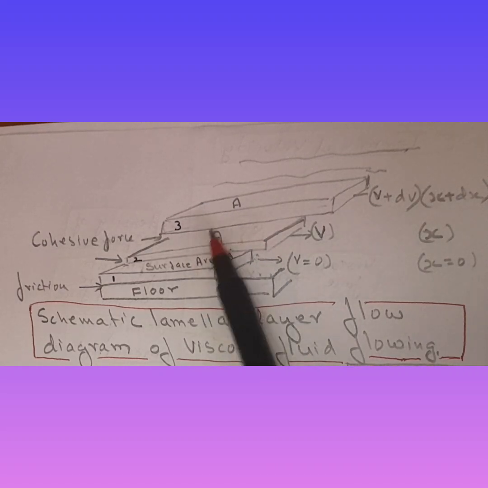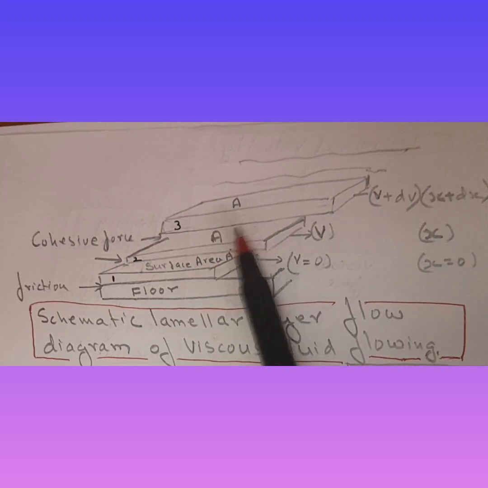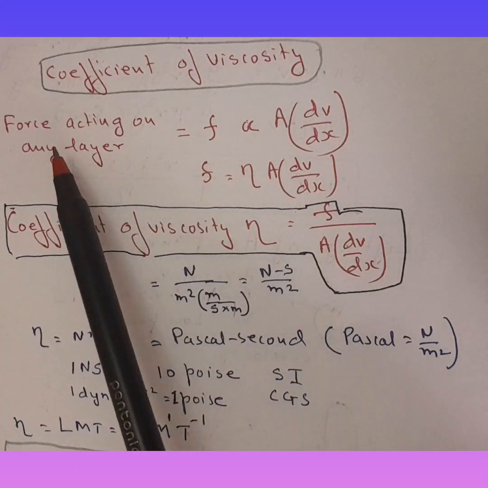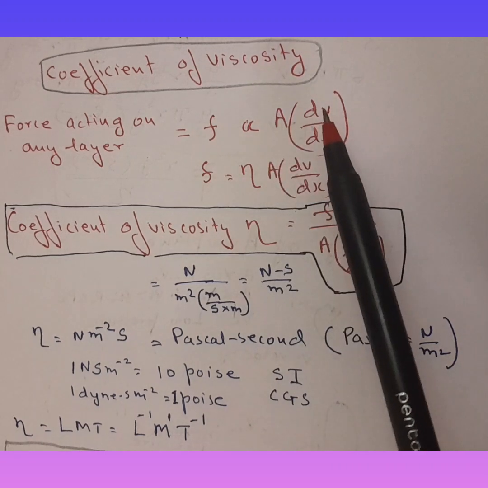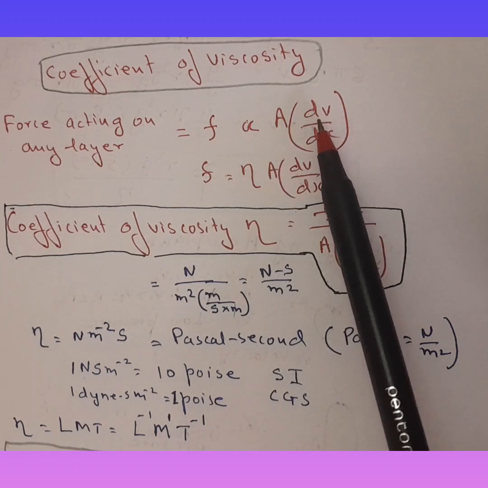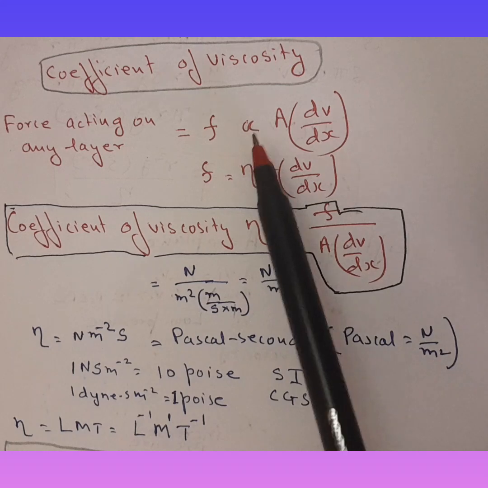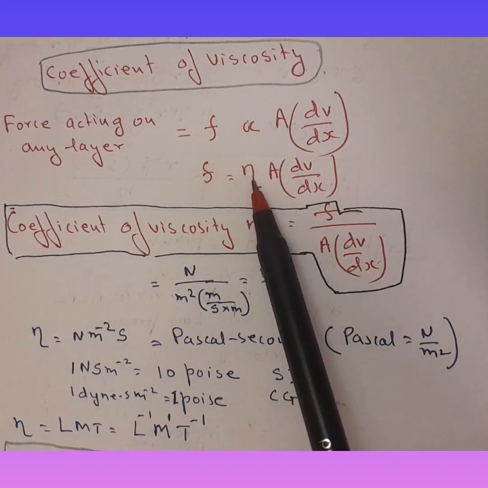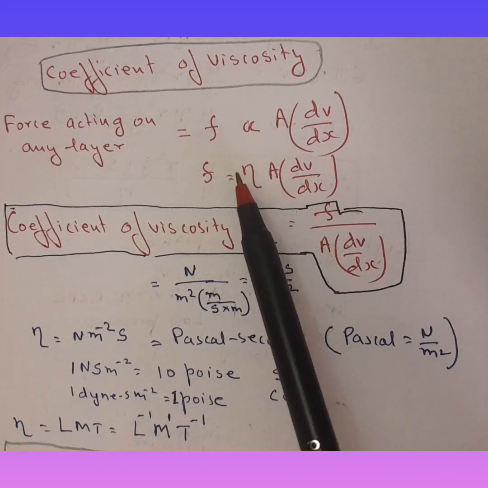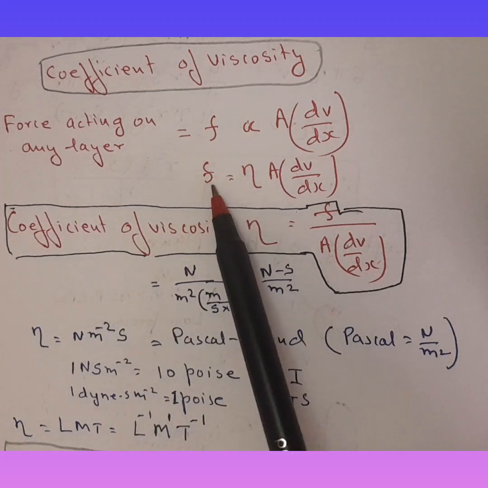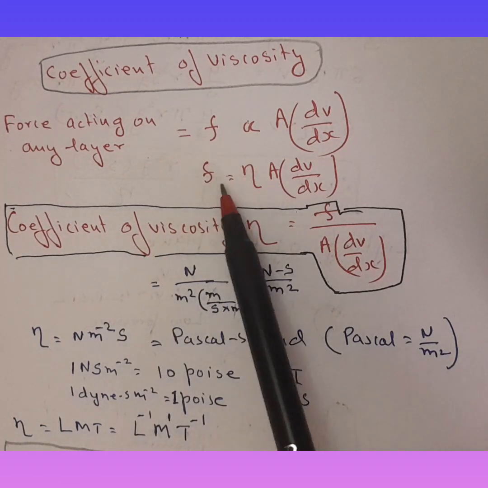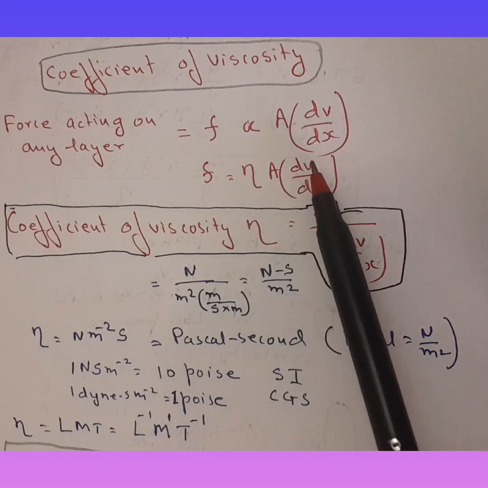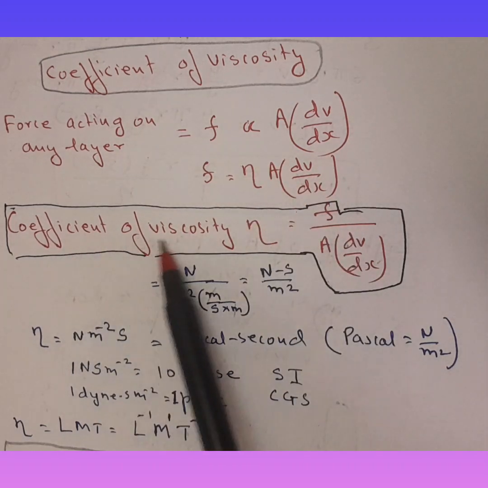The more the area in contact, the more would be the force of viscosity, and the more would be the restriction of flow. So getting back to it, F is directly proportional to area and velocity gradient. When the proportionality sign goes, we get a proportionality constant, which is eta. This is called the coefficient of viscosity. So the formula becomes F is equal to eta A dV by dx.